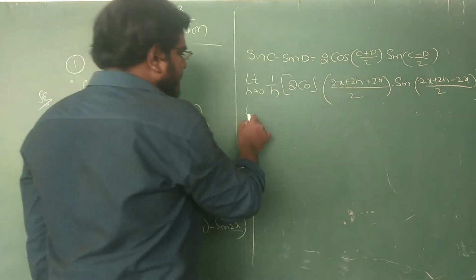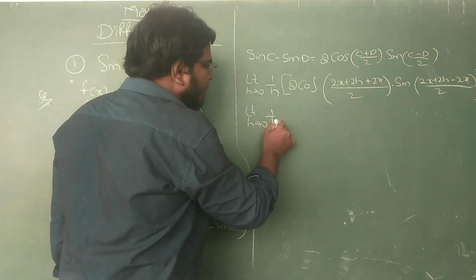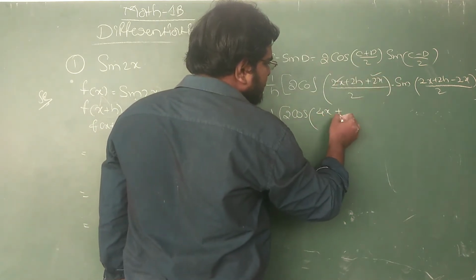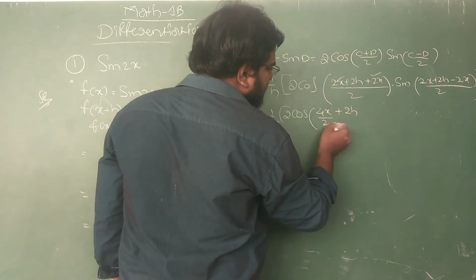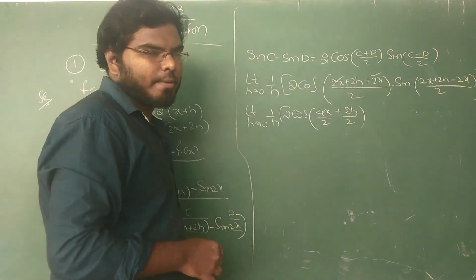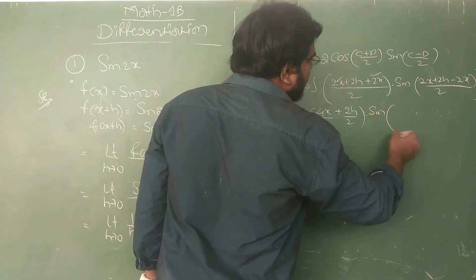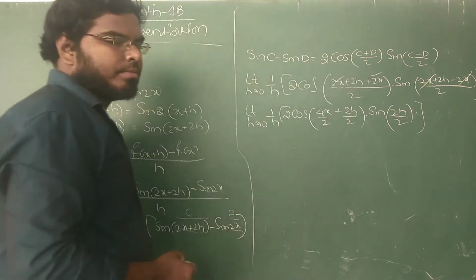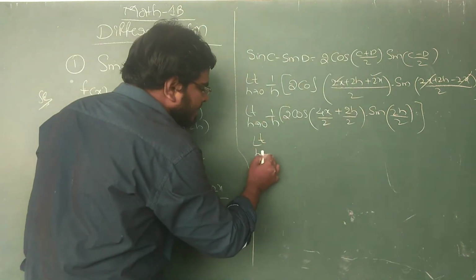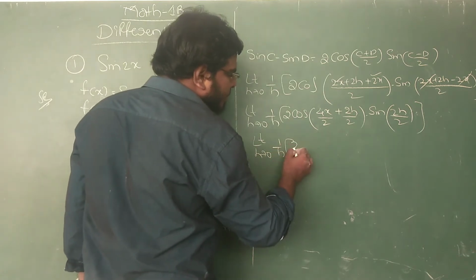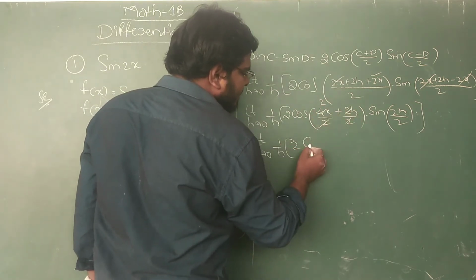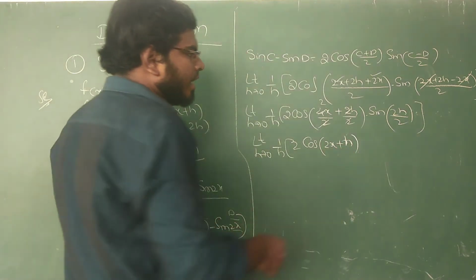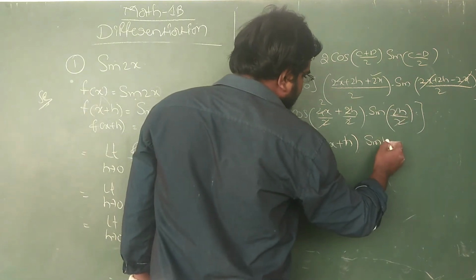The next step, limit h tends to 0, 1 by h, 2 cos of (2x plus 2x, that is 4x, plus 2h); write the denominator individually here. Here also the same thing, but 2x minus 2x cancels. The next step, limit h tends to 0, 1 by h, 2 into cos of 2x plus h, and the 2s get cancelled, sin h.